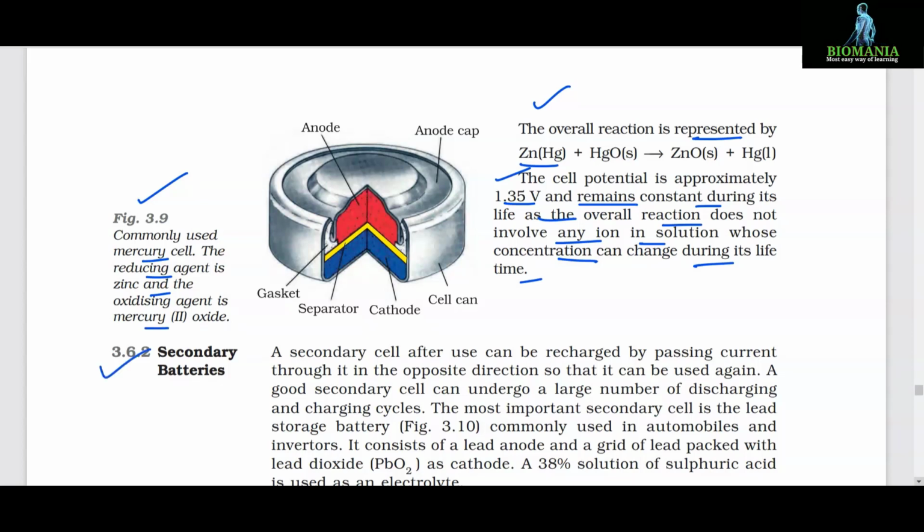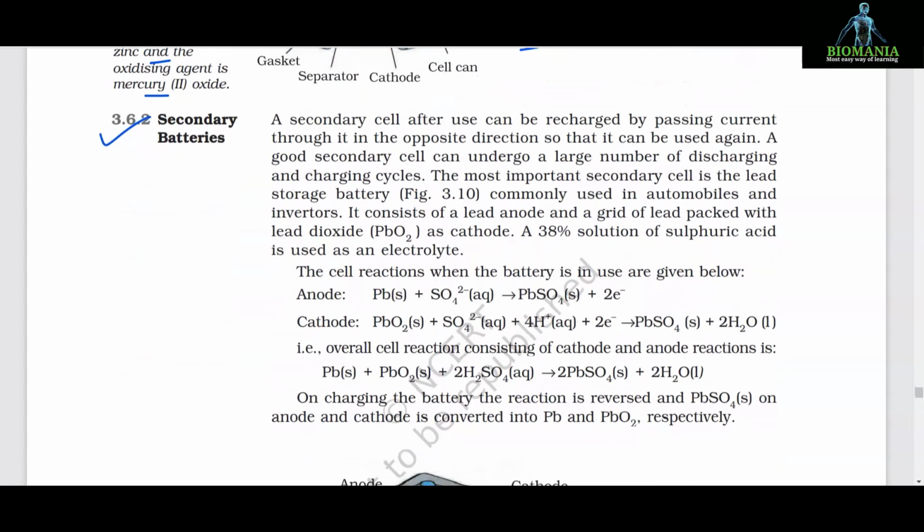3.6.2, that is secondary batteries. A secondary cell after use can be recharged by passing current through it in the opposite direction so that it can be used again. A good secondary cell can undergo a large number of discharging and charging cycles. The most important secondary cell is a lead storage battery, Figure 3.10, commonly used in automobiles and inverters.